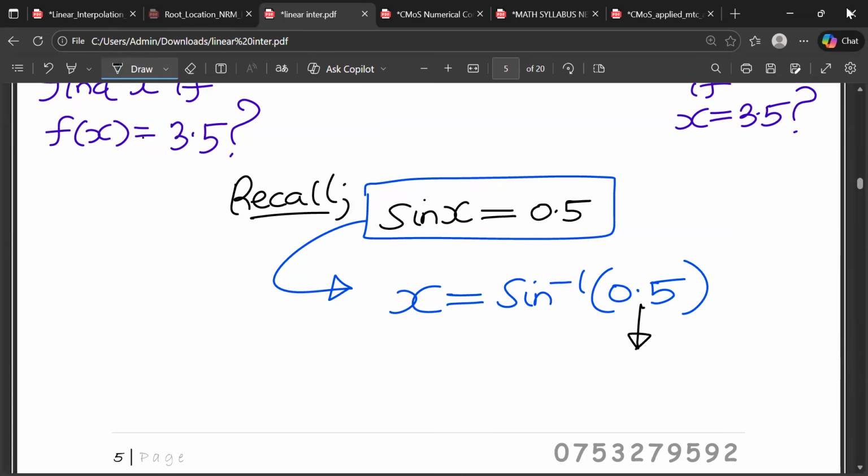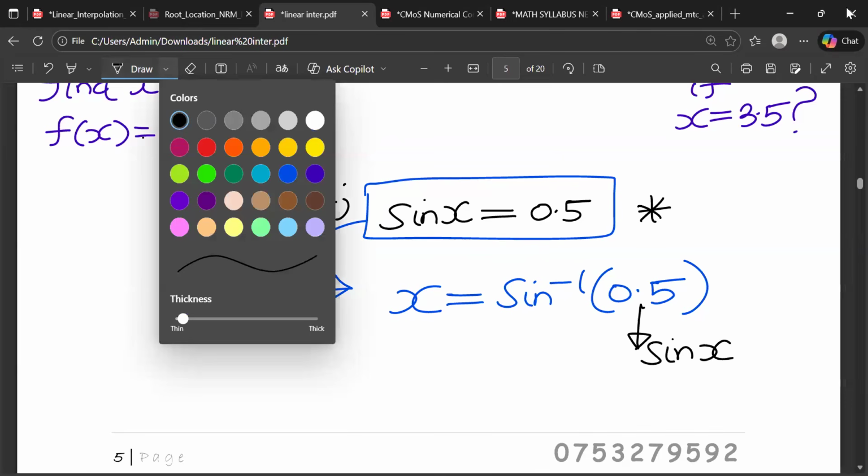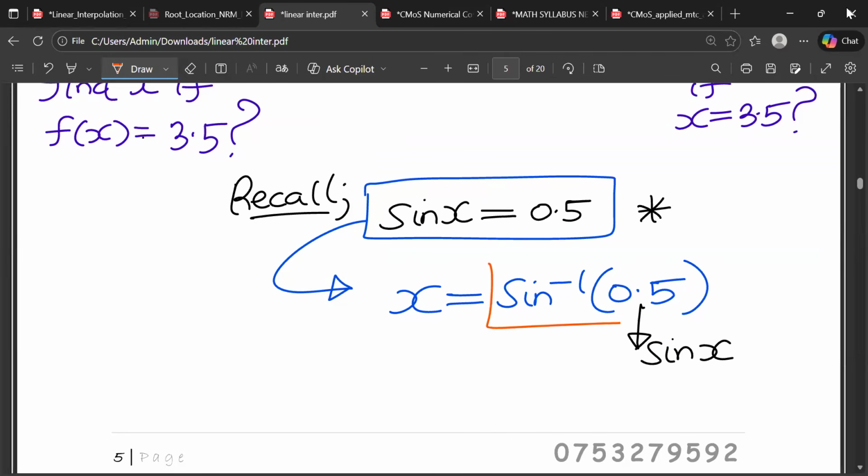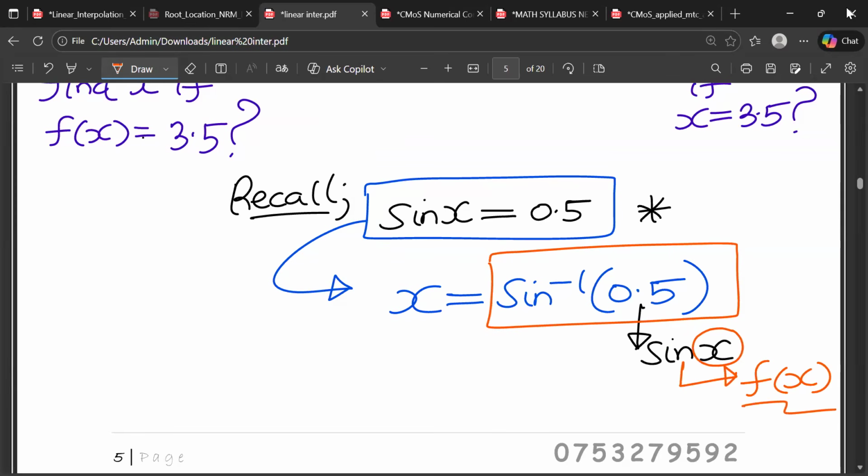According to this, 0.5 alone is sine x. What does that mean? You know that sin x, of course, is the f of x. It cannot be the value of x. The value of x is only this x, but the whole of sin x is the function. You know that people are getting me.